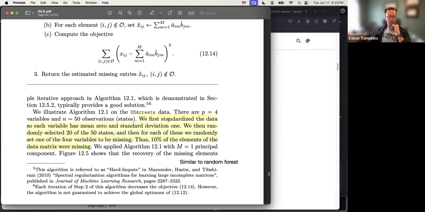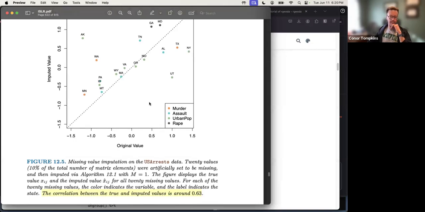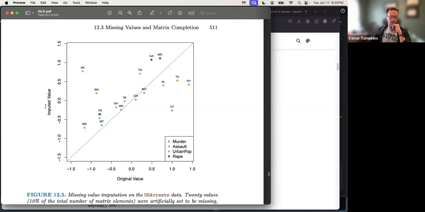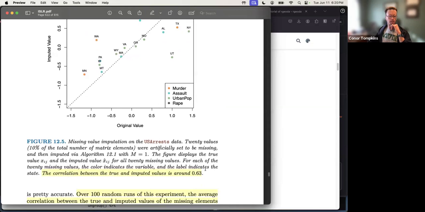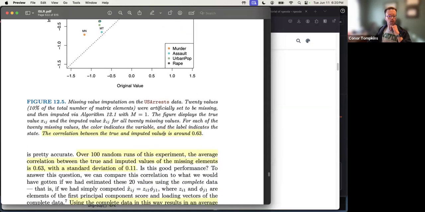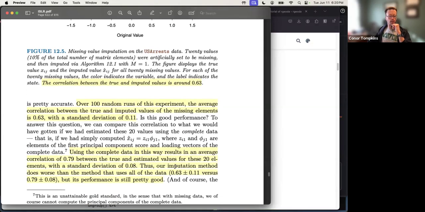So you take a subset of the observations and the columns, or you set one of the columns to be missing entirely. And then you create the PCA based on that and see how close it was to the actual, right? So the imputation versus the actual adherence, the R squared is like 64%, I think, 63, or the correlation, sorry, which is pretty good, right? So if you do it a couple times, you can get the correlation and standard deviation of that. And then you can compare it to the actual.